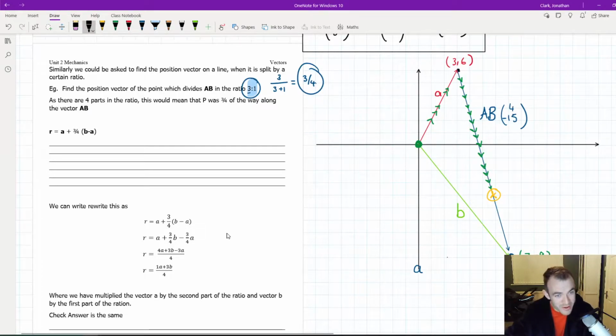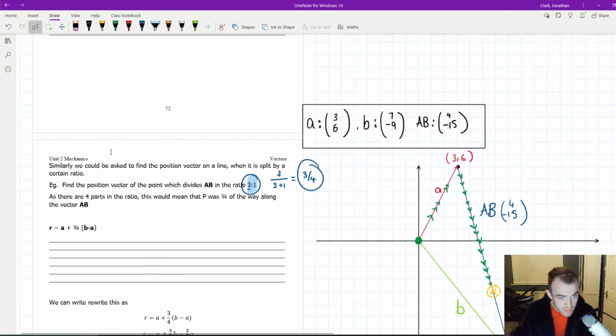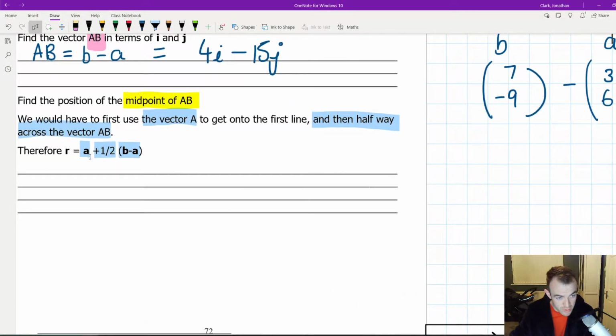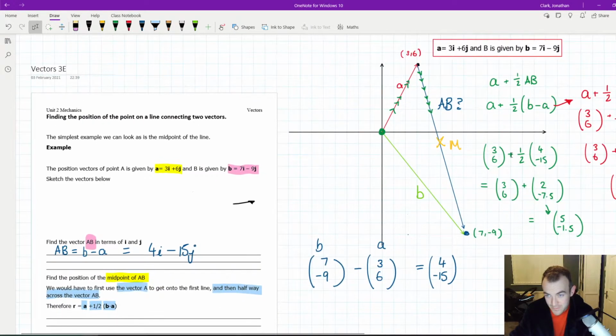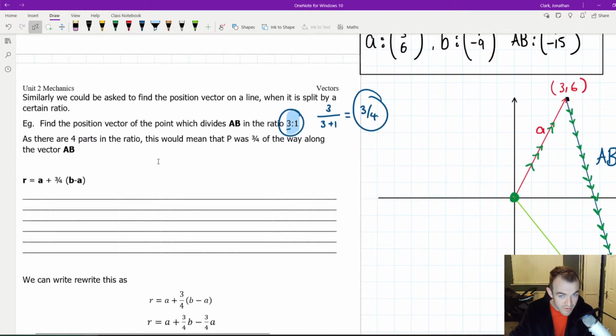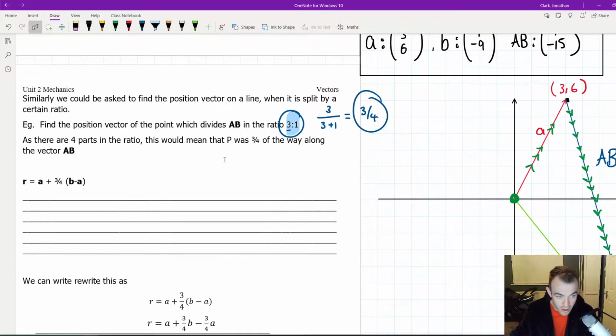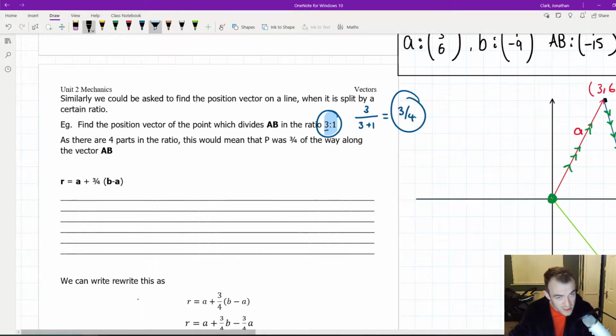Now, the formula that we looked at on the previous page was here. We started on the vector A. We went all the way along vector A. Then we went halfway along the vector AB. You can go back to the previous video and have a look at that calculation. If we want to find the point that's 3/4 of the way along, then the formula just has a slight change of fraction. We just chuck a 3/4 here. So we're going to go all the way along the vector A, and then we're going to go 3/4 of the way along the vector B minus A, which is, of course, equivalent to AB. Keep that in mind.